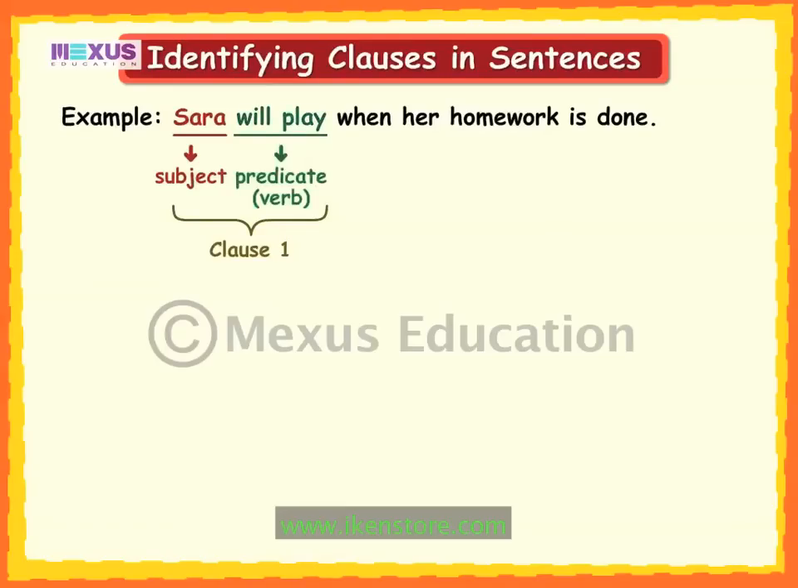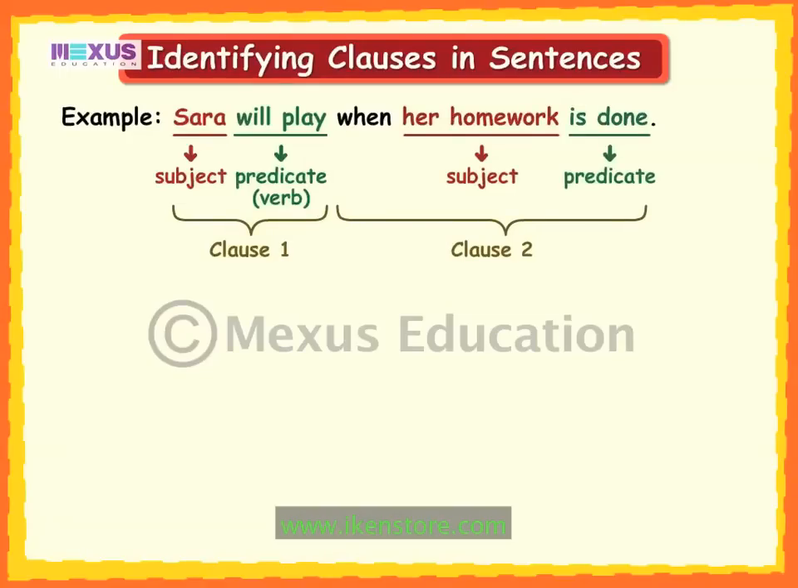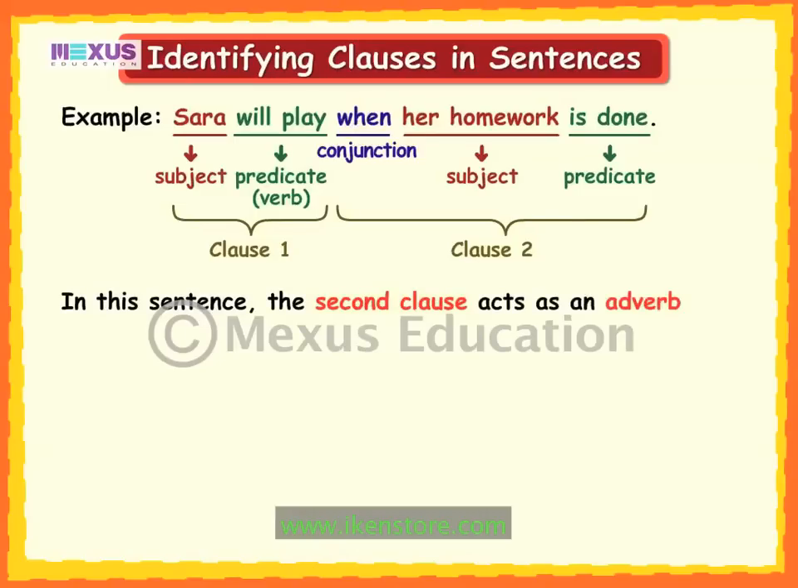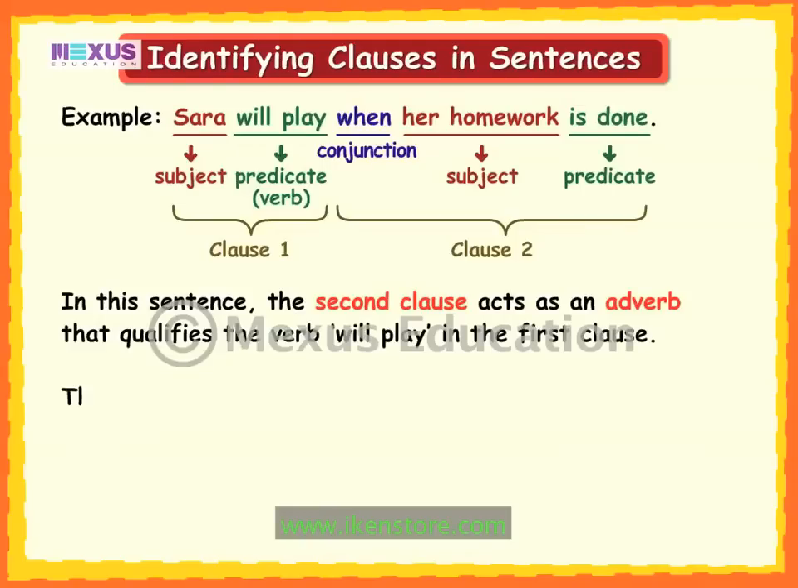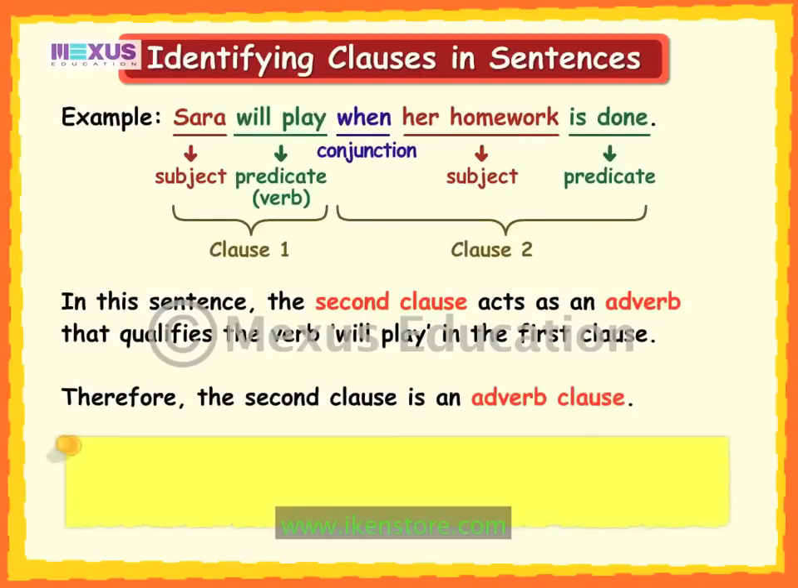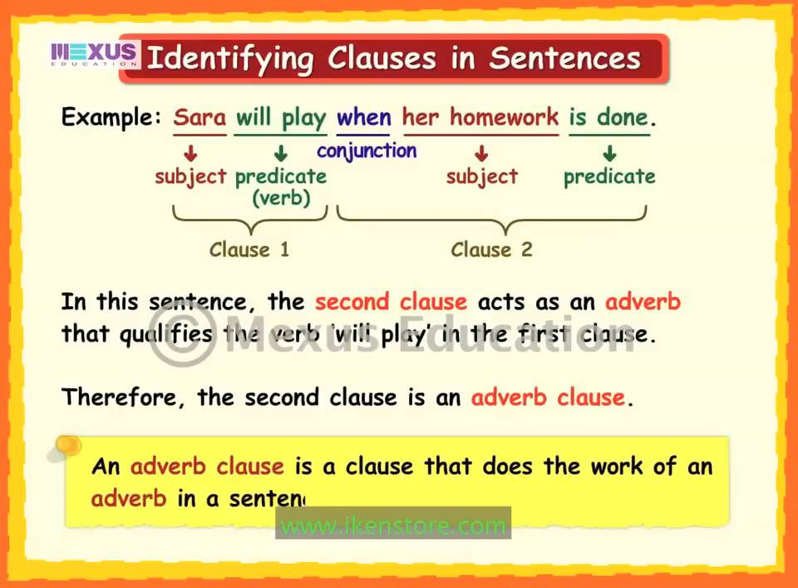The second clause in the sentence is when her homework is done. In this clause, her homework is the subject and is done is the predicate. The word when acts as a conjunction which joins the two clauses. In this sentence, the second clause acts as an adverb that qualifies the verb will play in the first clause. Therefore, the second clause is an adverb clause. Thus, an adverb clause is a clause that does the work of an adverb in a sentence.